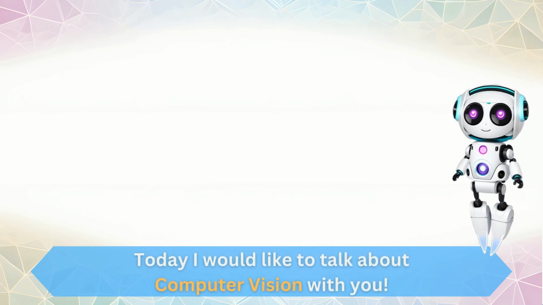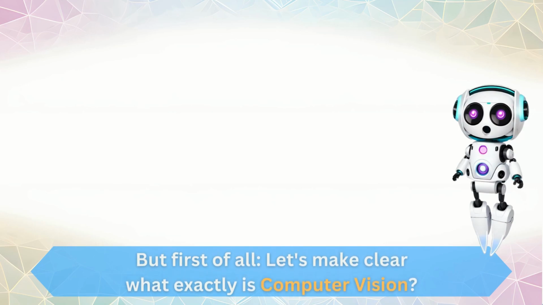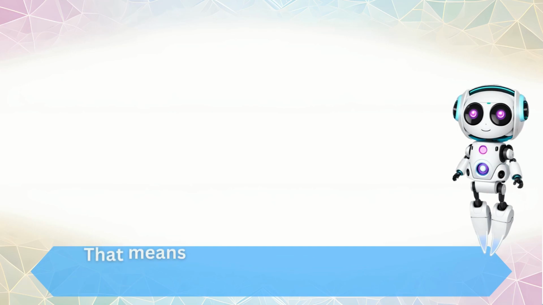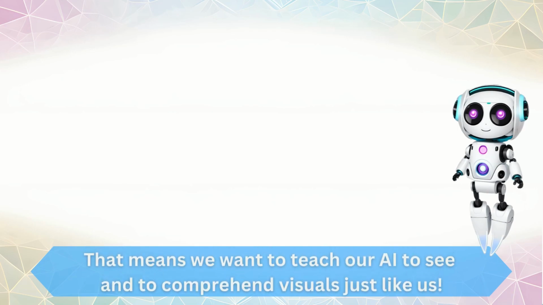Today, I would like to talk about computer vision with you. But first of all, let's make clear what exactly is computer vision. The fundamental idea is we want to enable our AI to identify and to understand objects and people in images and videos. That means we want to teach the AI to see and to comprehend visuals just like us.